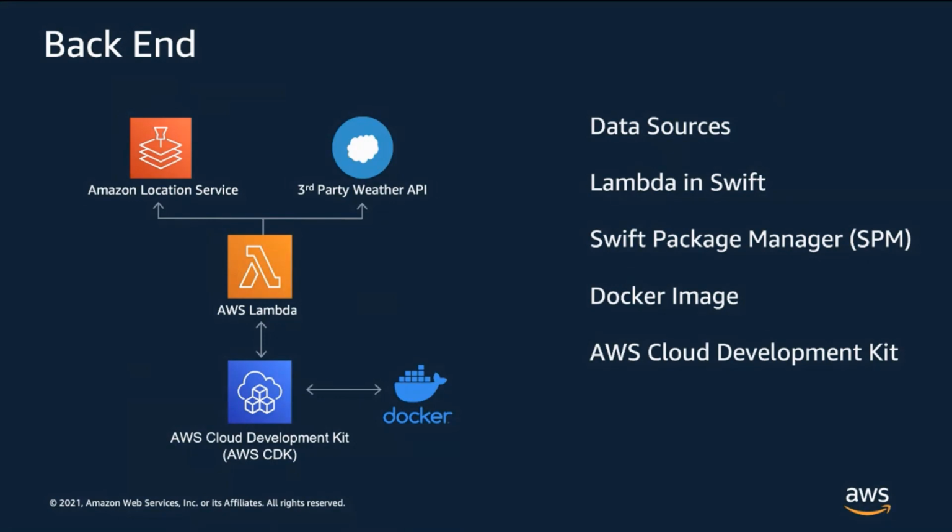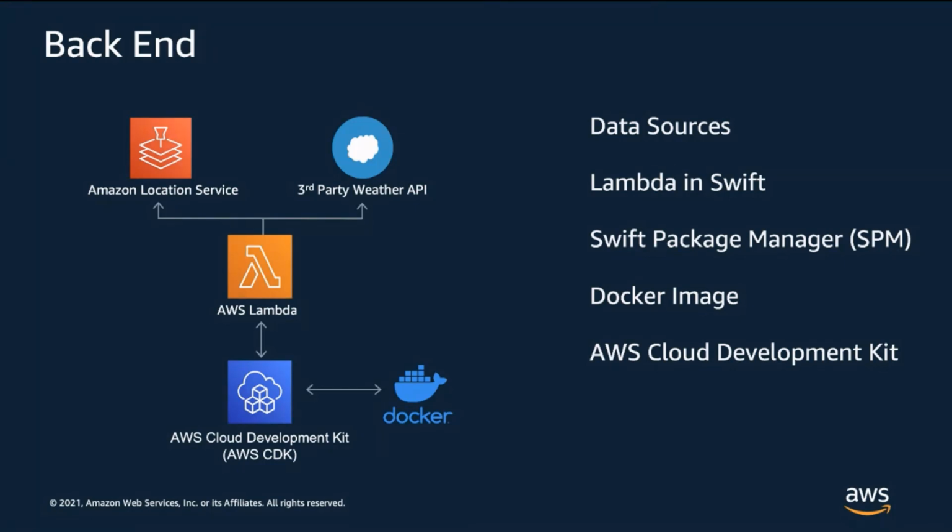So let's start with the backend. Here we're going to talk about the data sources, which we already alluded to, the location service and the third-party weather API. We're going to take a look at how you build a Lambda function in Swift that talks to these services. We're going to talk about Swift Package Manager, which is how you scaffold out your Lambda function and then pull in third-party dependencies and libraries that you want to utilize.